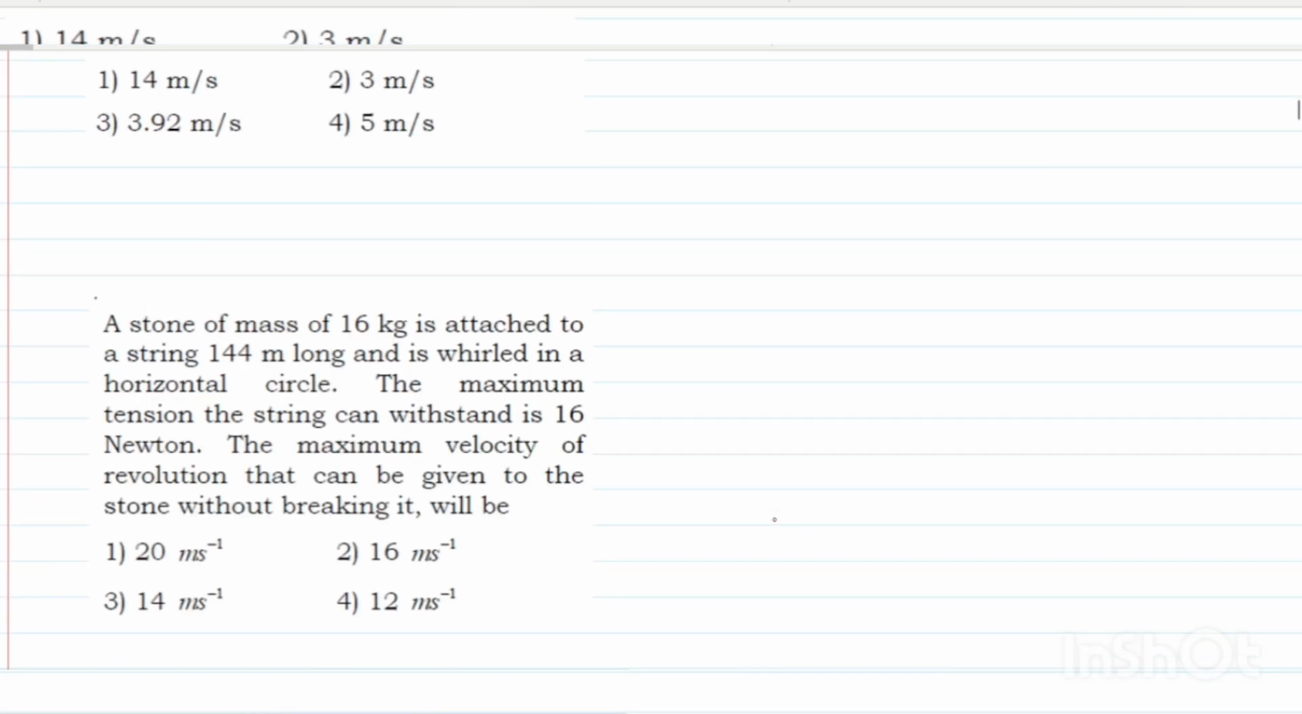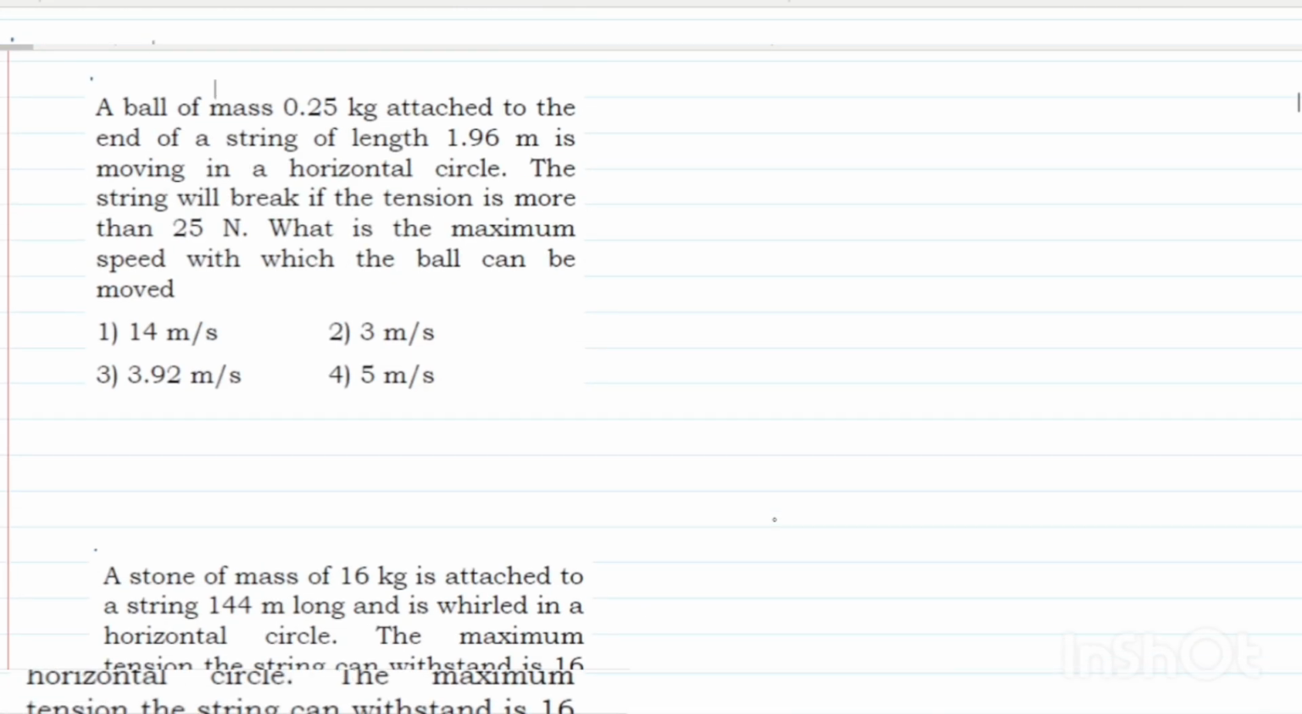Now let us see the next question. The next question says a ball of mass 0.25 kg is attached to the end of a string of length 1.96 meter and is moving in a horizontal circle. So here you are taking a ball, it's moving in a horizontal circle.